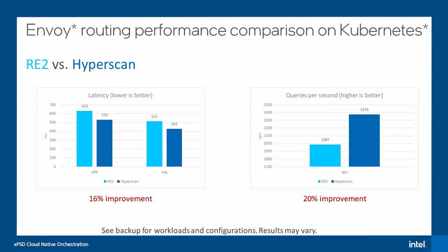In this performance comparison slide, we have the results from longer runs between the RE2 and the Hyperscan libraries on Envoy using 4000 routes. On the left-hand side, you see the latency numbers where lower is better, and you can see that we get a 16% improvement with Hyperscan. On the right-hand side, you have the queries per second, where higher is better, and you can see that Hyperscan gives us a 20% improvement.